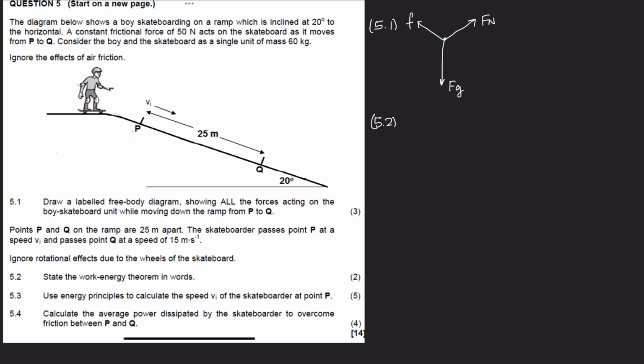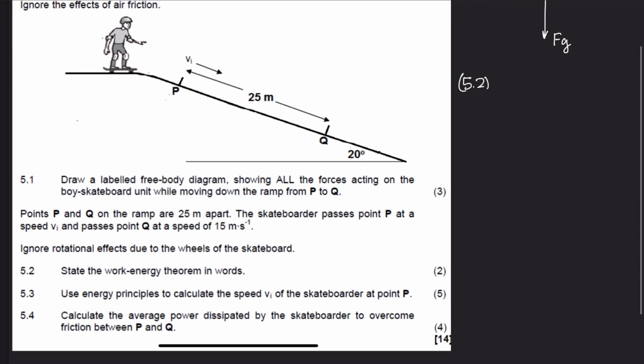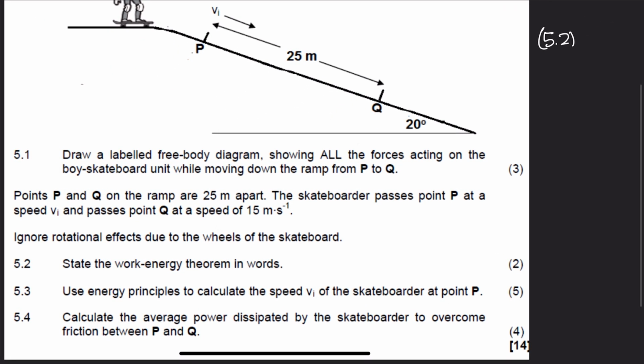5.2. Points P and Q on the ramp are 25 meters apart. The skateboarder passes point P at a speed Vi and passes point Q at a speed 15 meters per second. Ignore rotational effects due to the wheels. State work energy theorem. You have that, I'm not going to do that. 5.3. Use energy principles to calculate the speed Vi of the skateboard at point P.